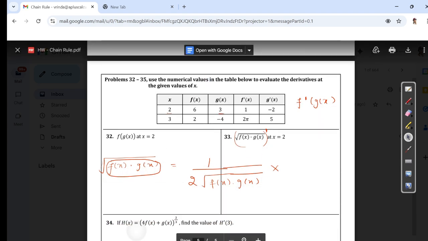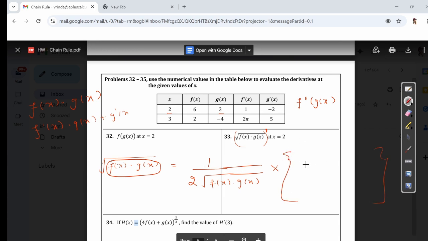So Anika, first we have done the derivative of the outer function times the derivative of the inner function. Now inside you have a product of two functions, so you apply the product rule. That means f prime of x times g of x plus g prime of x times f of x. And all of this will be multiplied by this thing.